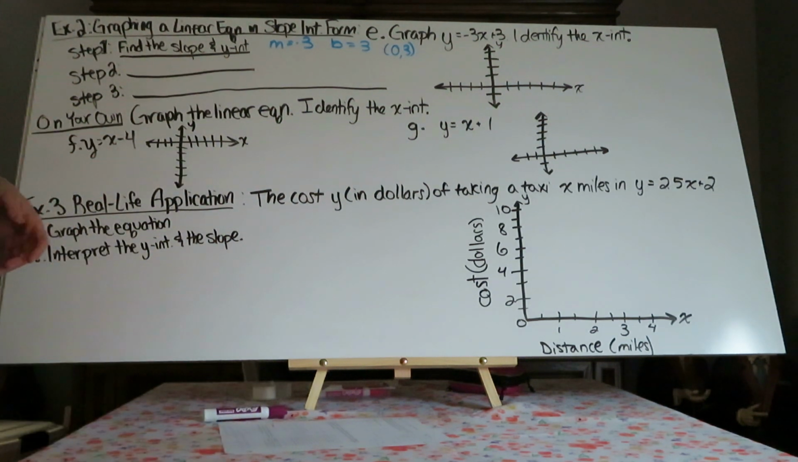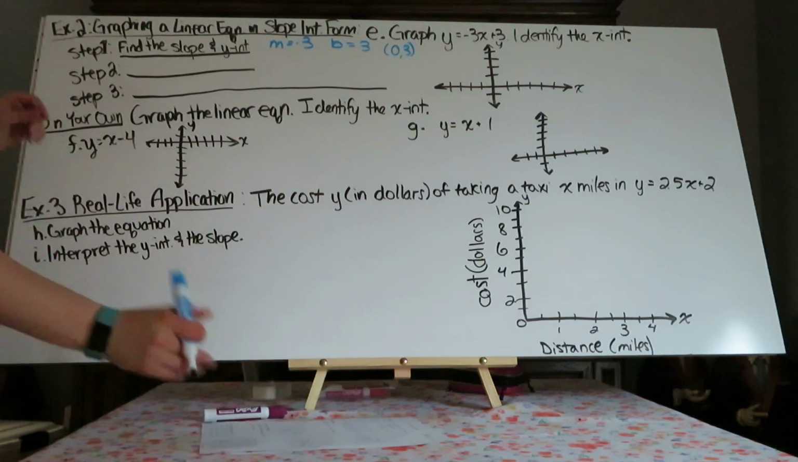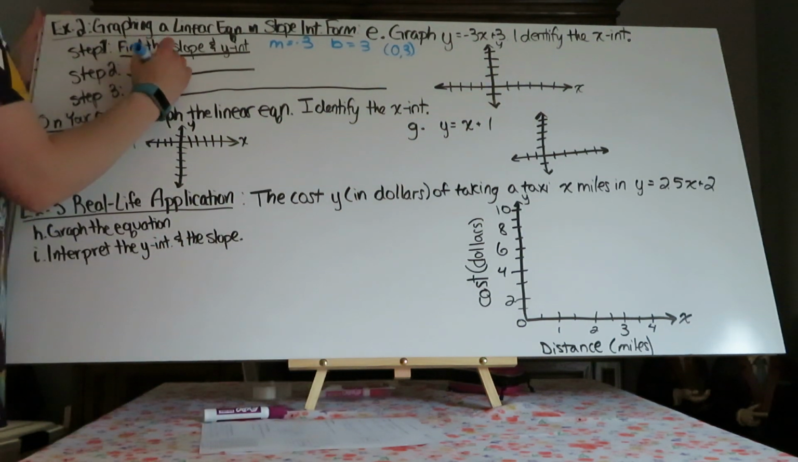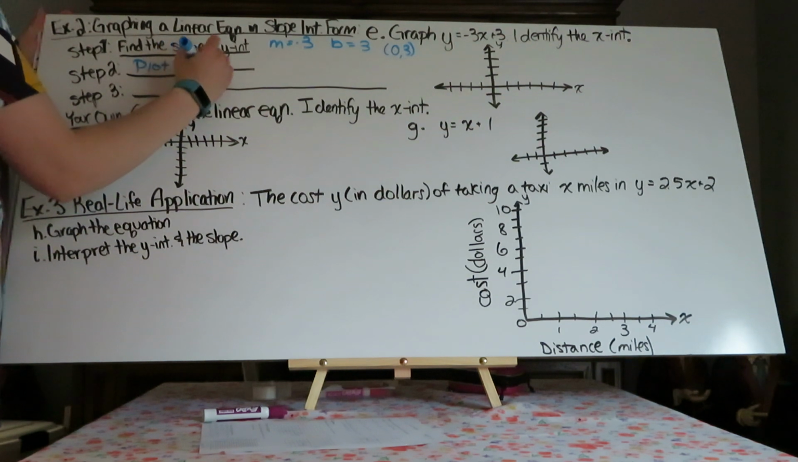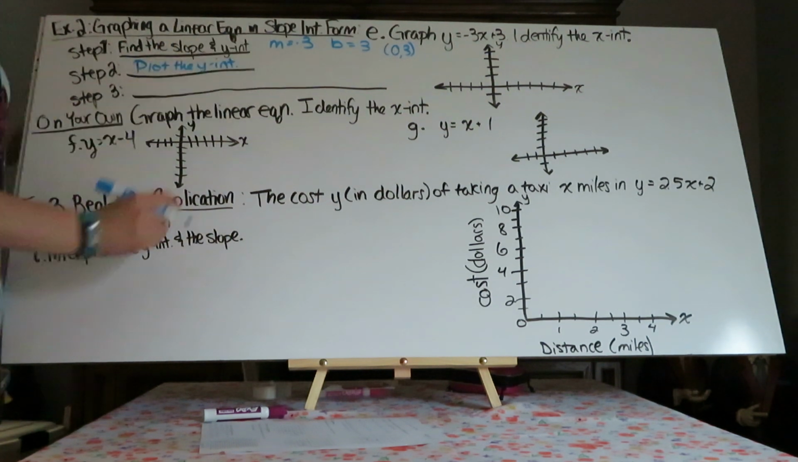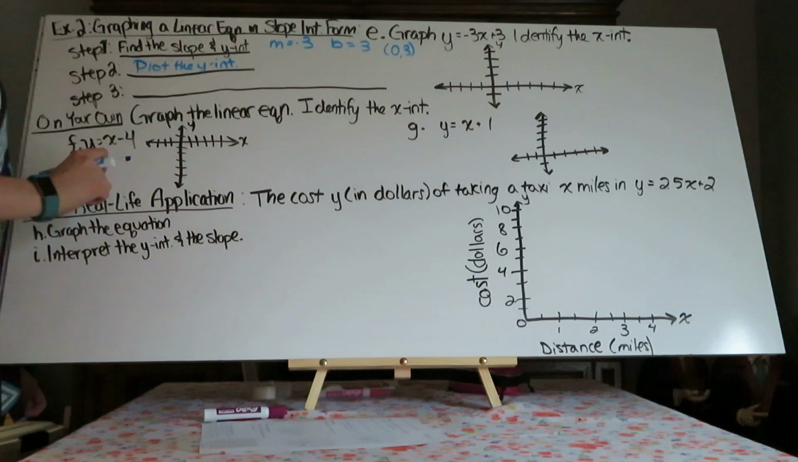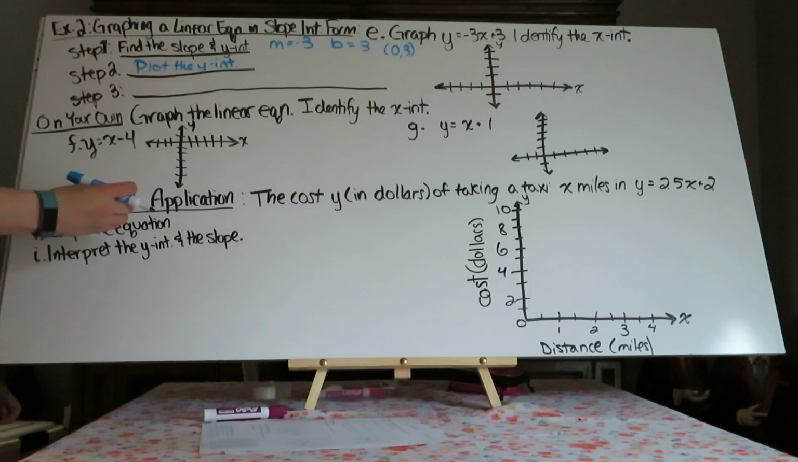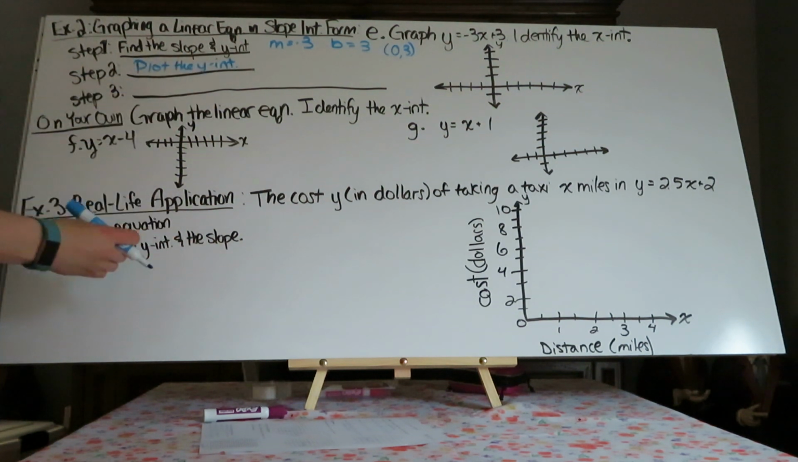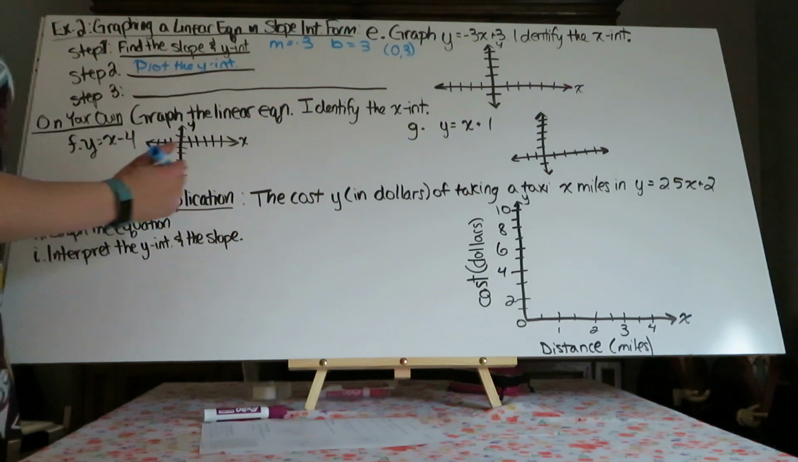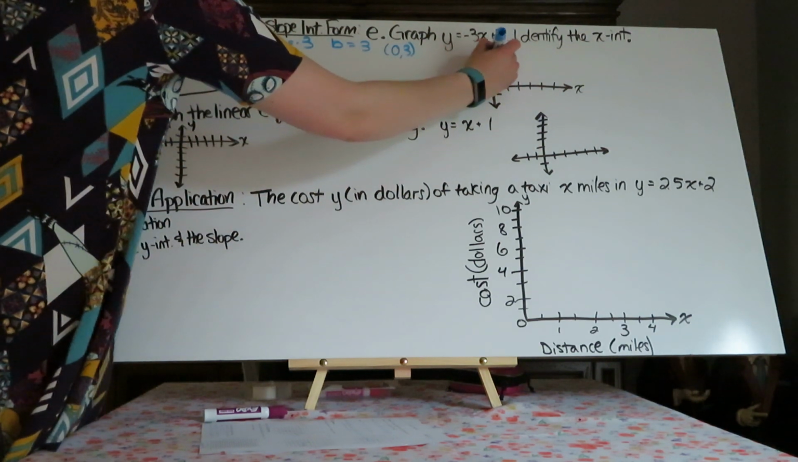All right, for step number 2, we have plot the y-intercept. I also put INT for intercept. Feel free to write the word intercept out every time. It's just a little shorthand that you're more than welcome to do. So I'm going to plot the y-intercept, which is right there.